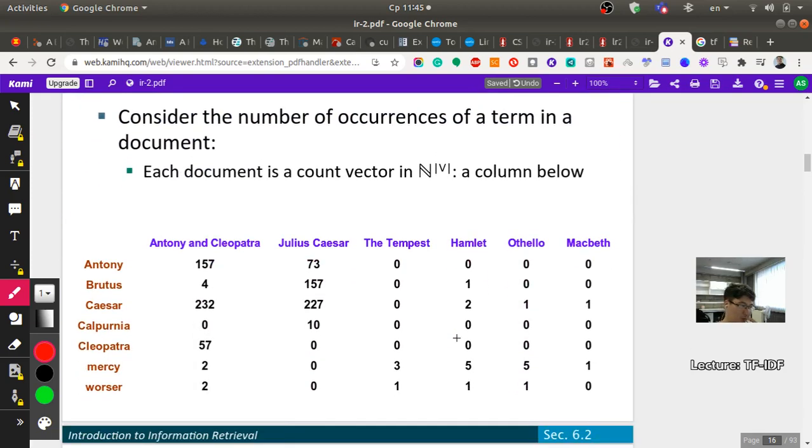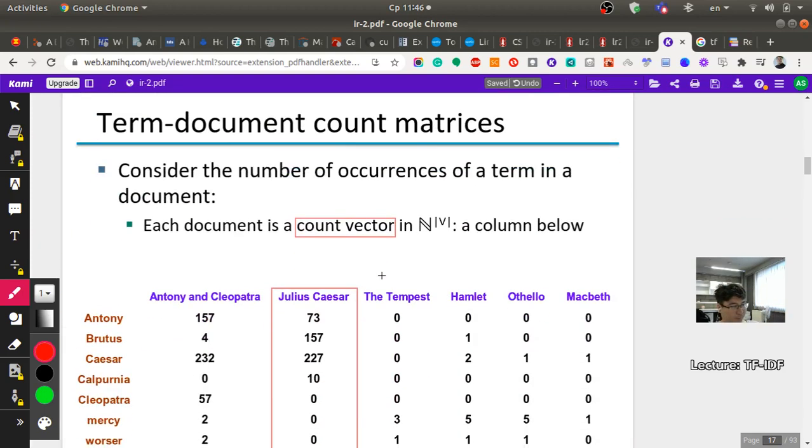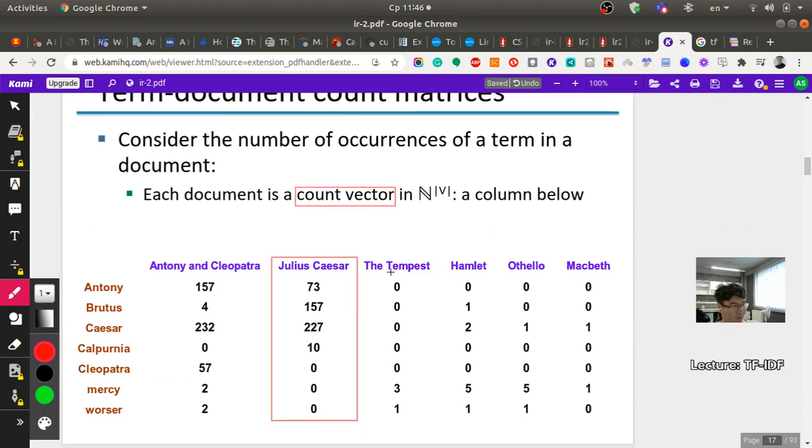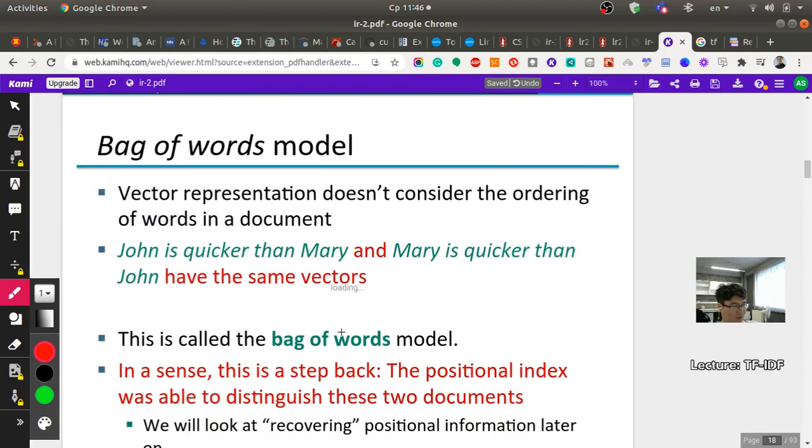Term document count matrices. For example, this one is different somehow. Here you say that Antony was mentioned in Antony and Cleopatra 157 times, and 73 times in Julius Caesar, 0 times in Tempest, 0 times in Hamlet, 0 times in Othello, and 0 times in Macbeth. So this is again an explanation of how many times terms are used in the different documents.